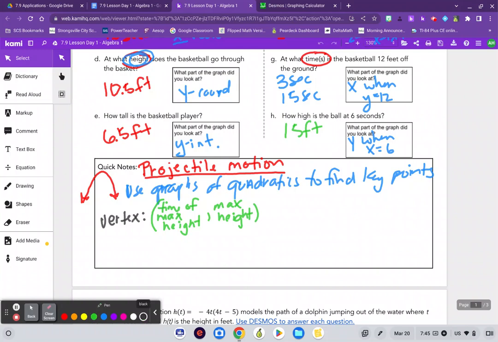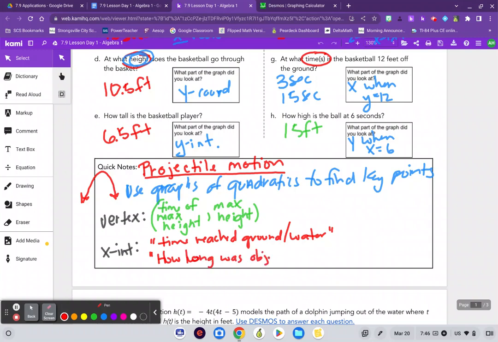We're going to be looking for x-intercepts, and the x-intercepts can tell us a couple different things, and so we just have to pay attention to how it's worded. Sometimes it'll say something like time that we reached the ground, or I'm going to say water. Sometimes we have dolphins jumping up or divers diving in, okay? Or it could say something like how long was that object in the air, like this basketball problem did. Okay, and so we're looking at when we hit the ground, okay, an x-intercept.